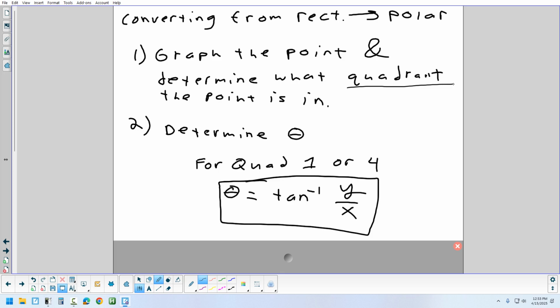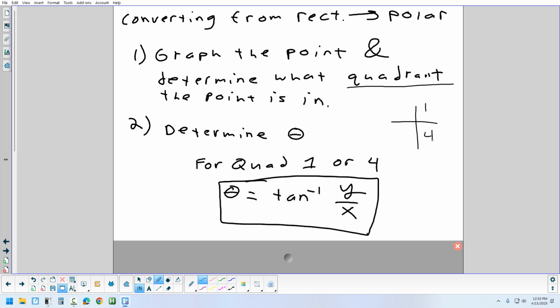If you are in quadrants 1 or 4, when you are trying to convert from rectangular to polar, you can use the formula we just wrote down on the other page. Inverse tangent y over x. That works perfectly. The problem is you might not always be in quadrants 1 or 4.